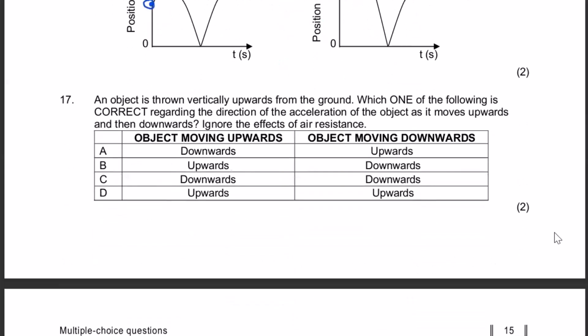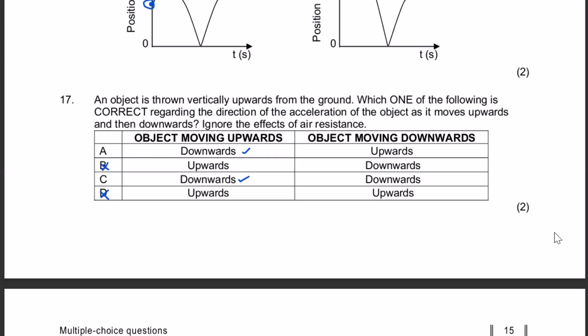Then question 17 there. An object is thrown vertically upwards from the ground. Which one of the following is correct regarding the direction of the acceleration of the object as it moves upwards and then downwards? Ignore the effects of air resistance, right? Whenever we're moving upwards, we should know that our acceleration is going to go where? Downwards, right? So our acceleration there is going to be moving downwards, like that, right? So it means here we have eliminated option B and D, right?